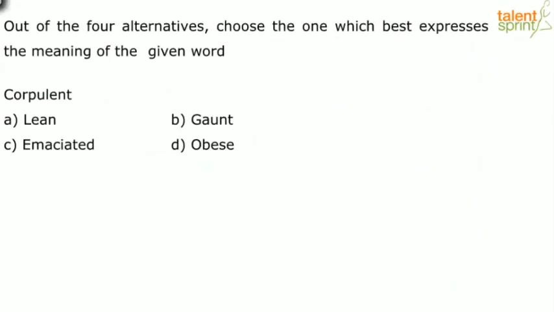Our first word is corpulent. Right? That's our first word. And my options are lean, gaunt, emaciated, and obese. Now, are these difficult words? Not really, right? Lean, I know. Emaciated, I'm sure you would have heard of it. Obese, you know. Probably the only word that you may not know the meaning of is gaunt, right?